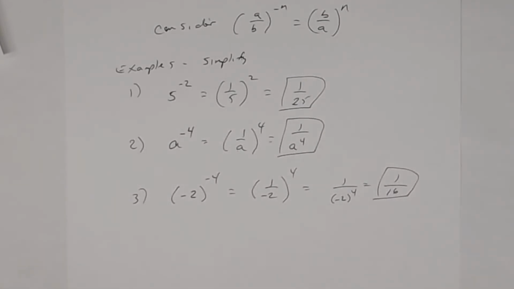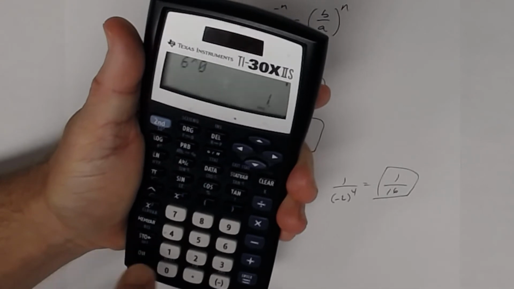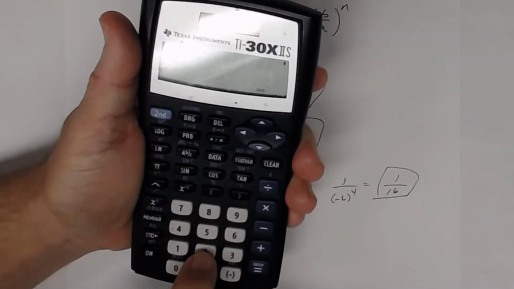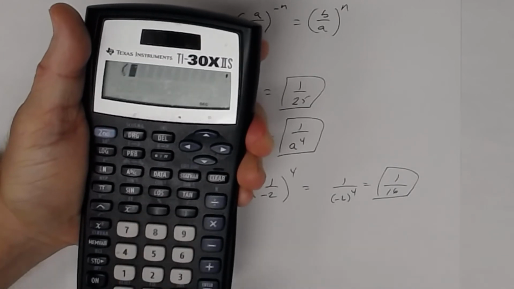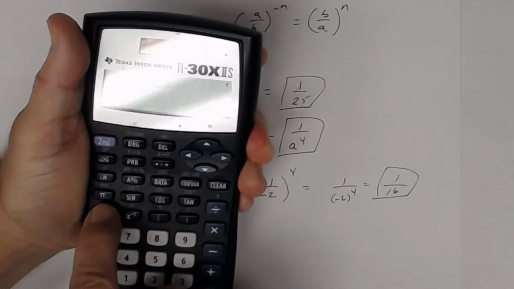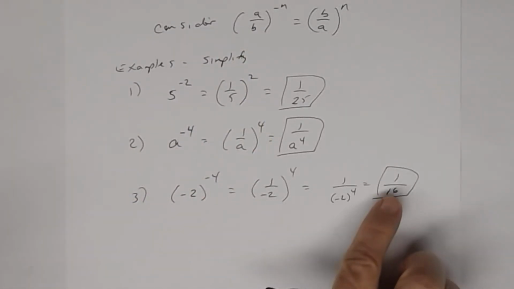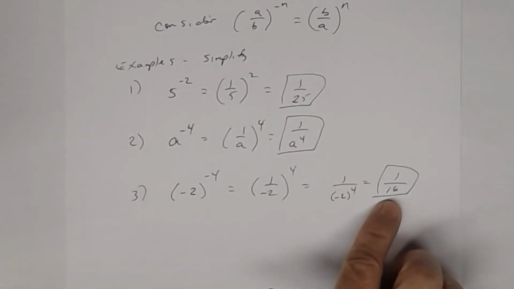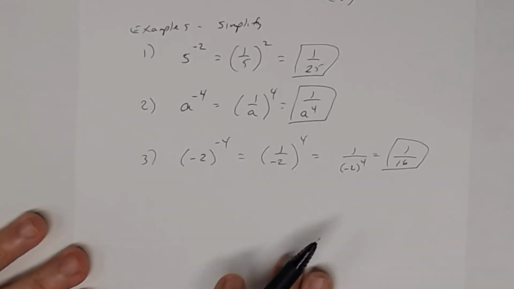Okay? And then if you use your calculator, just to show you, make sure you put negative 2 in parentheses. Negative 2, close the parentheses, raised to the 4th, you get 16. All right, so there's the answer, 1/16. Leave the answer as a fraction. Don't use decimals. So there's the answer. Okay, it is not difficult at all.